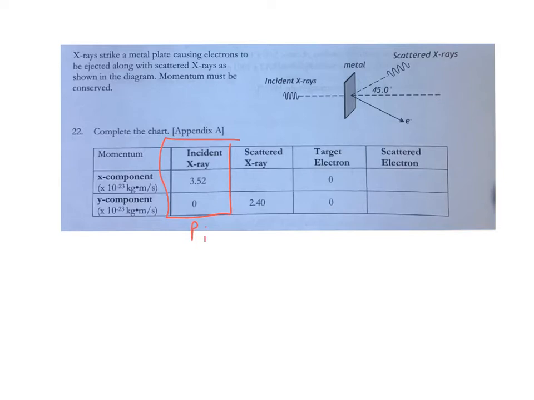If my scattered X-ray has a Y component of 2.40, my electron has to have a Y component of negative 2.40. The only reason it's negative is because it's going down. But we know that those Y components need to cancel out.